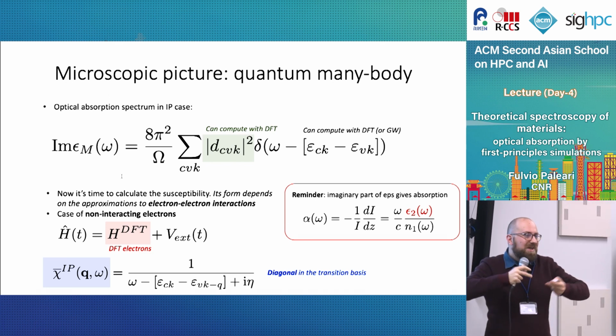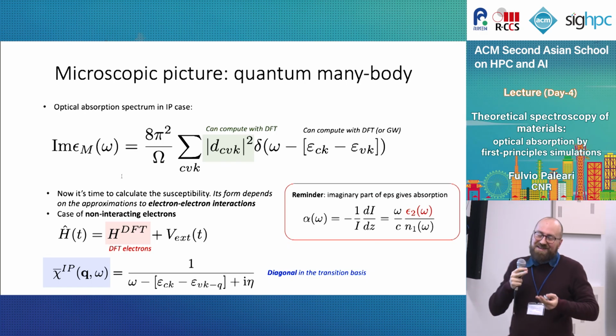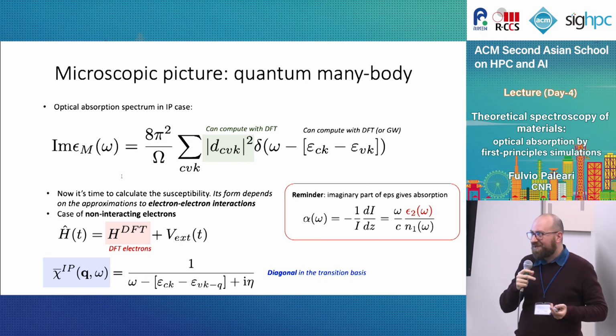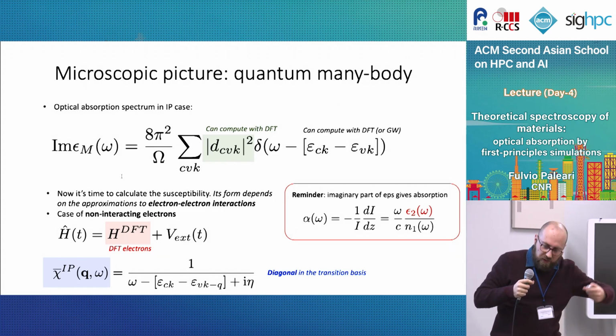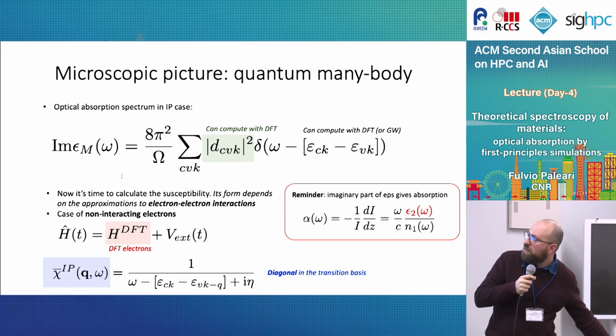Now we want to add a little bit of electron-electron interaction, right? So electrons are charged particles. We should consider that they interact with each other. So let's go to a better approximation.